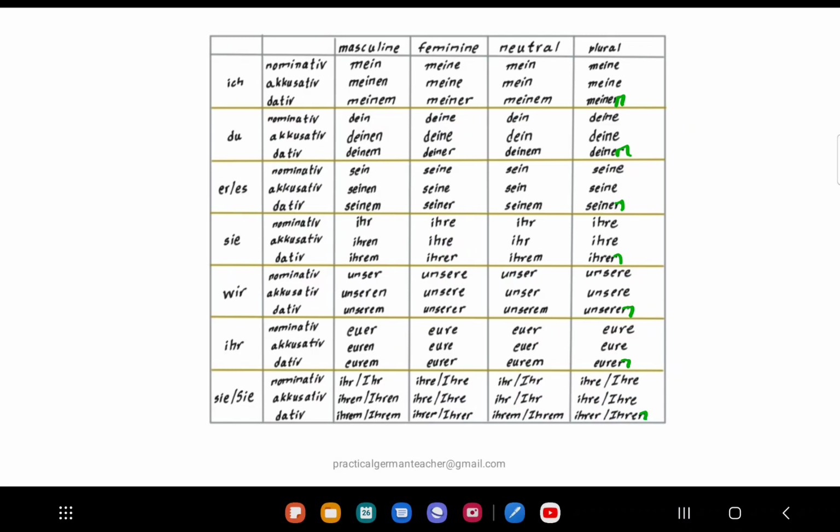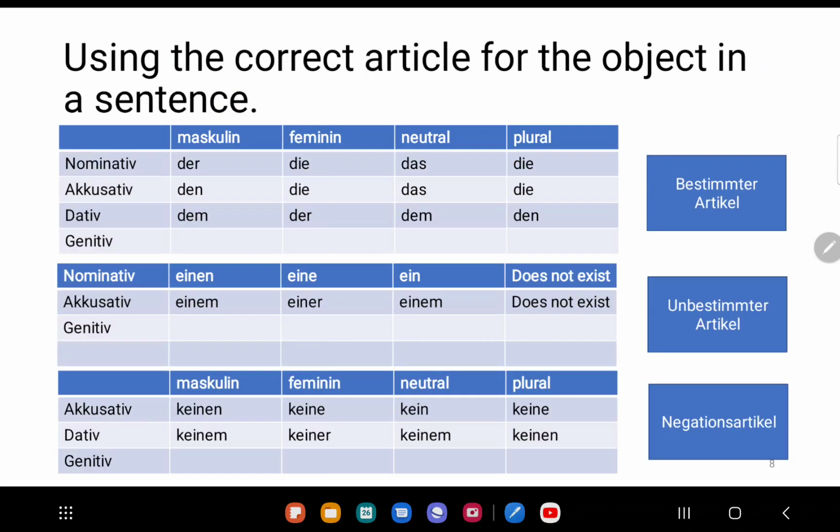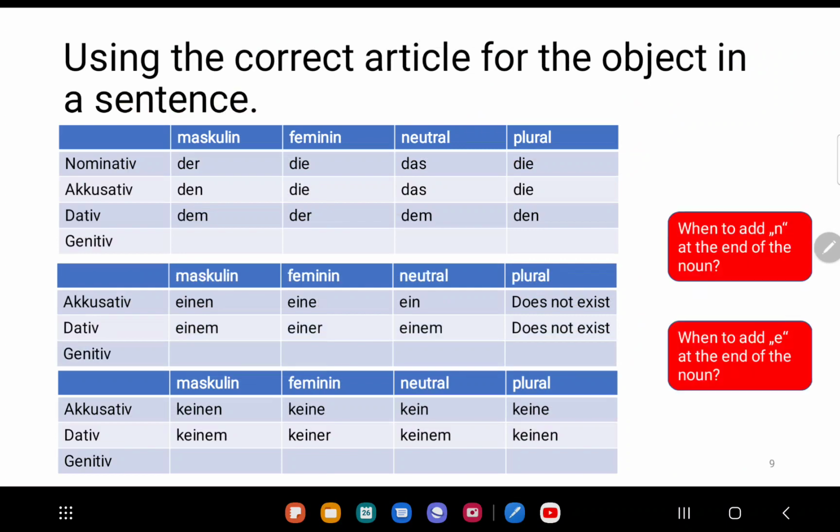Right, I think you could follow this. I apologize for this small mistake. So it will be n at the end for plural in dative. Also, there are just two rules that you need to remember. For dative, this table is not complete. That is what I want to focus on.